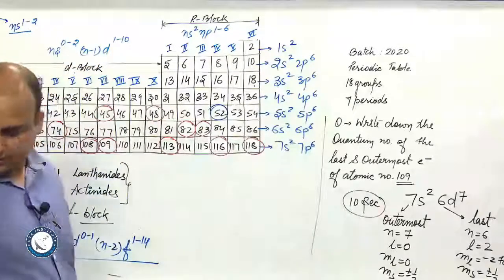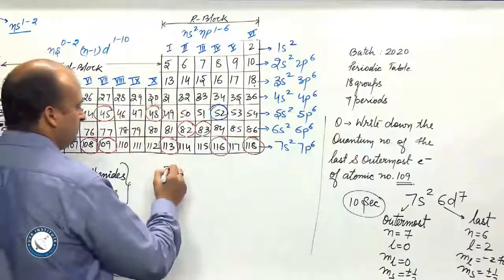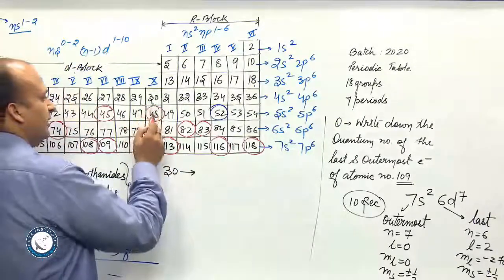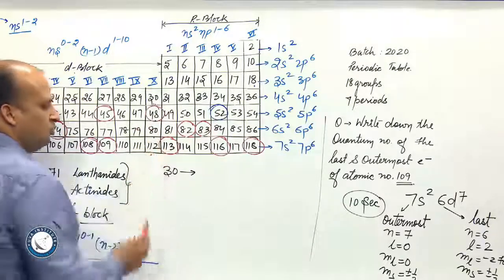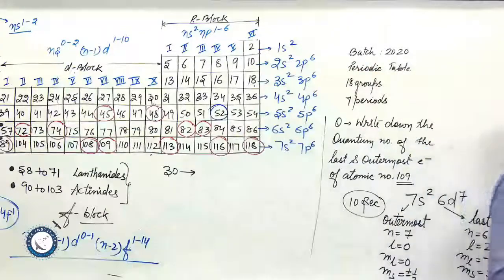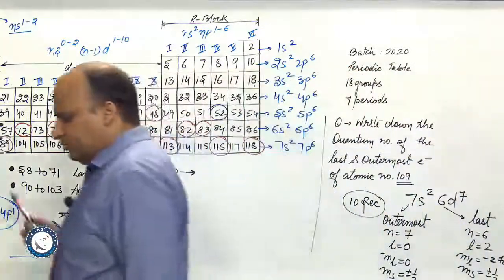This was the first trick. Now I am going to give you the second trick. Atomic number 30. Remember these numbers: 30, 48, 80, 112.